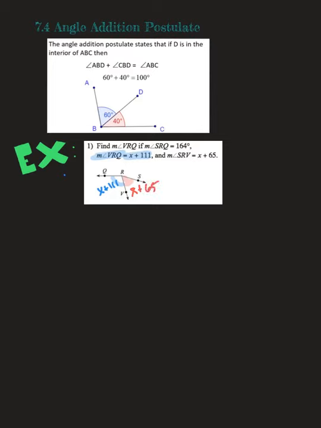From there, we can set up an equation using our postulate right above. We know that the measure of the whole thing, which is SRQ, is equal to each of the smaller angles inside. So we have the measure of angle VRQ plus the measure of angle SRV. And then from there, we can just do substitution. In the problem, it says that SRQ is 164.